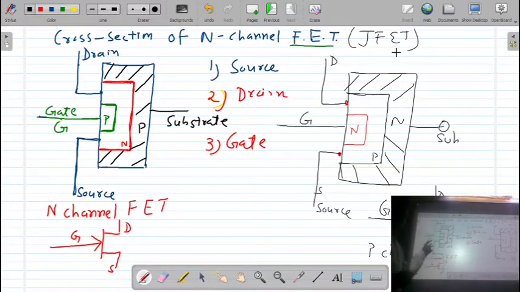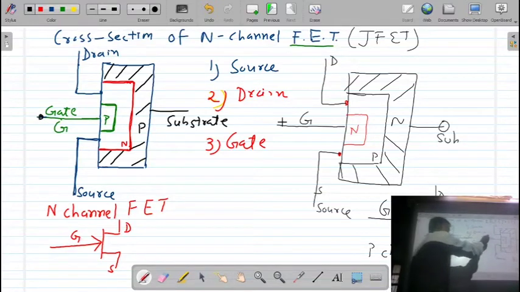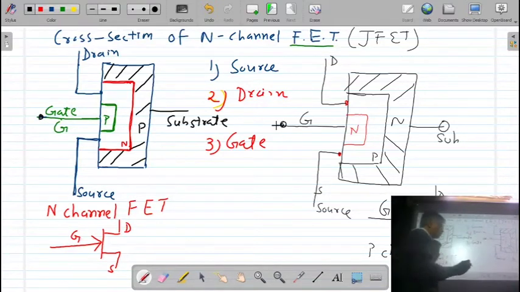But this JFET or FET is always operated in reverse bias. If you want to control the current, then the gate should always be operated in reverse bias. So I am showing you how the current is controlled through the gate.